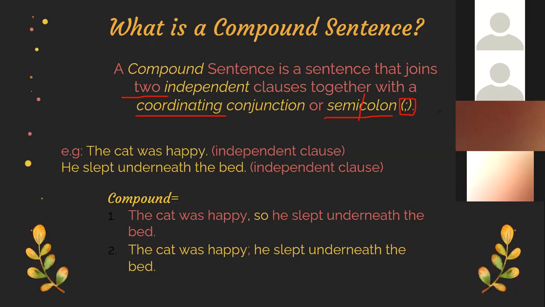When we say compound sentence, what do I mean? I mean two independent clauses together. Now, between these two independent clauses, I have a coordinating conjunction or a semicolon.